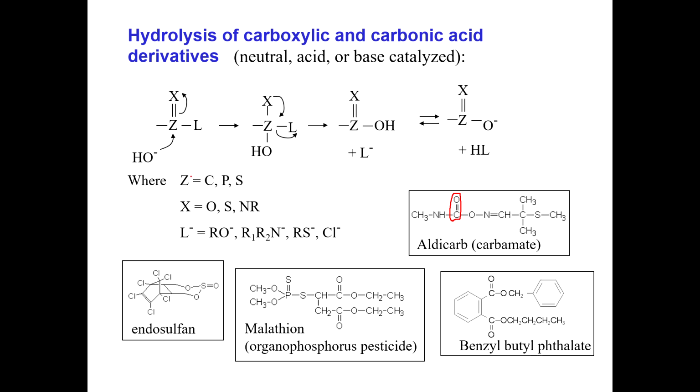So in this structure, the Z can be carbon, can be phosphorus, can be sulfur. The X up here usually is oxygen, but could also be sulfur or an amine group. And the leaving group could be anything that's a good leaving group. So it could be halogens, sulfur species, amines, or oxygenated things. All of these can serve as reasonably good leaving groups.